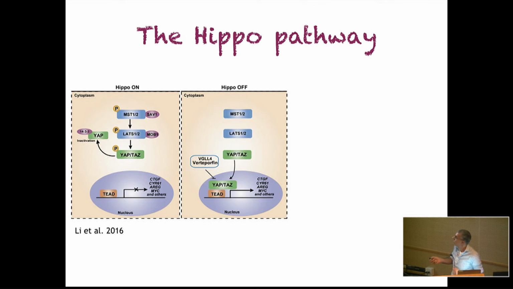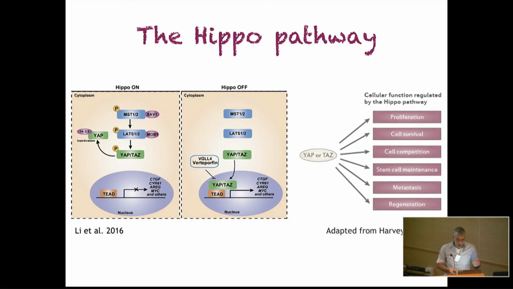For short, I'll call them YAP. Once they are phosphorylated, they are sequestered in the cytoplasm, and they are degraded, and therefore they are not functional. However, when this pathway is off, then YAP is not phosphorylated, enters the nucleus, binds to this TEAD DNA binding protein, associates with the DNA, and activates transcription of many genes.